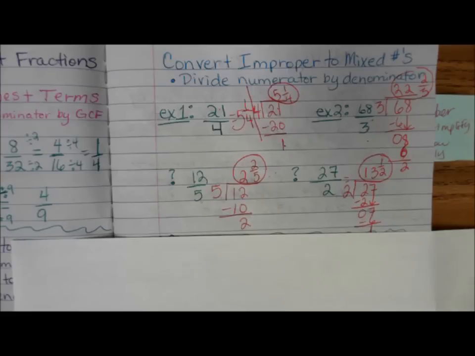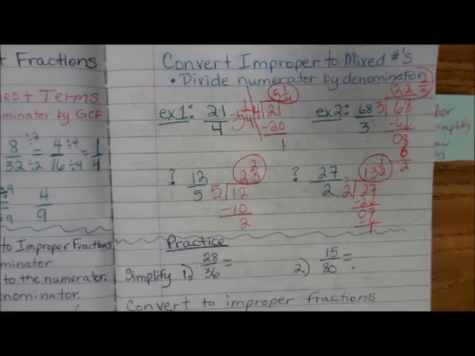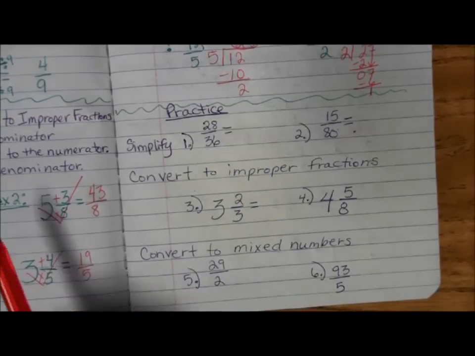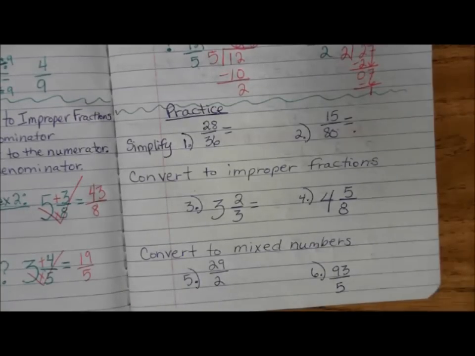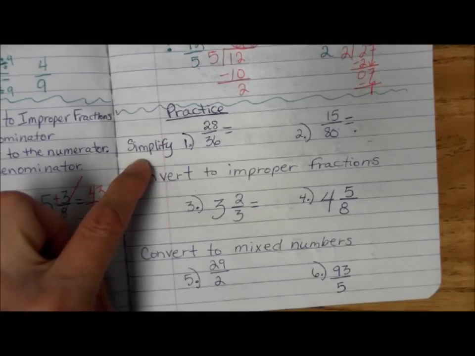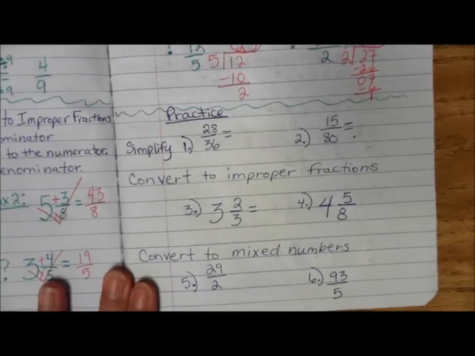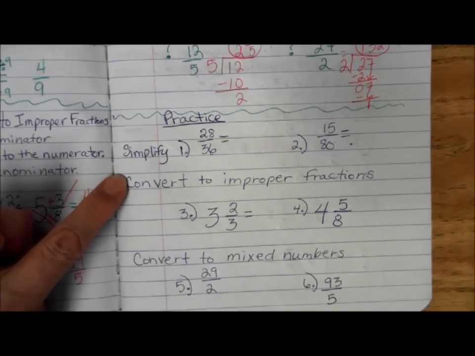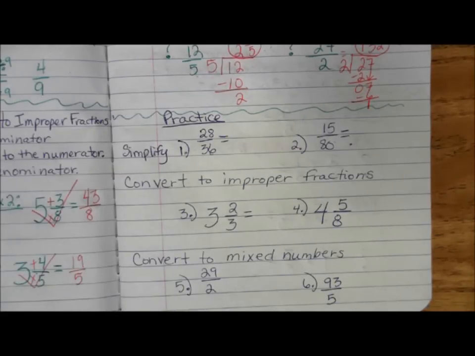So go ahead and get these copied down. Make sure you go back to your notes. You reference each part. Okay, so number 1 and 2, you're going to simplify. For 3 and 4, you're going to convert to improper fractions. And for 5 and 6, you're going to convert those to mixed numbers. Okay, go back to your notes. Use your tool. Don't be a fool.